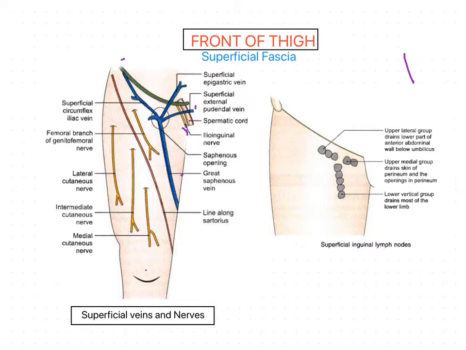Now we will move on to the superficial fascia. The superficial fascia has two layers: a superficial fatty layer and a deep membranous layer, which are continuous with the corresponding layers of the anterior abdominal wall.